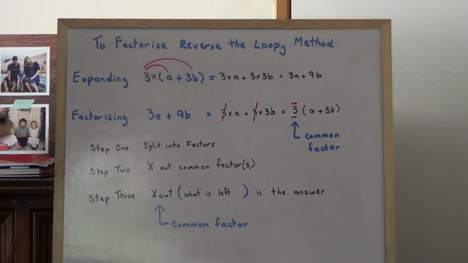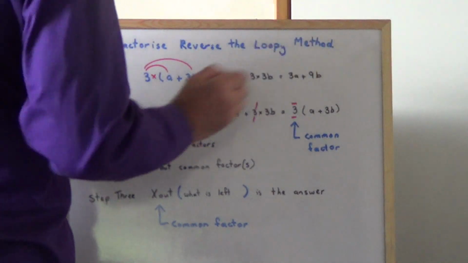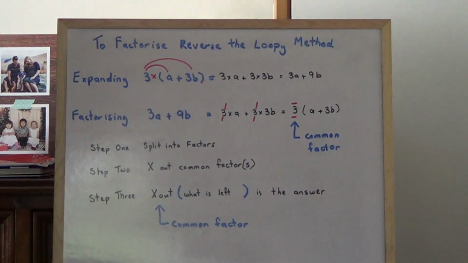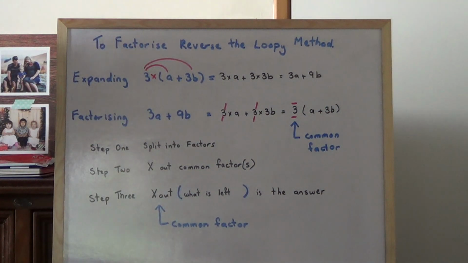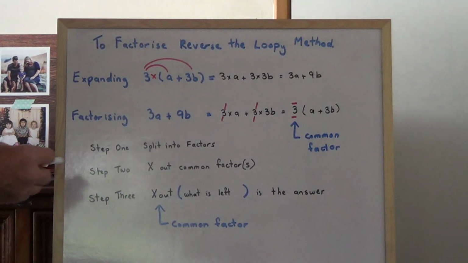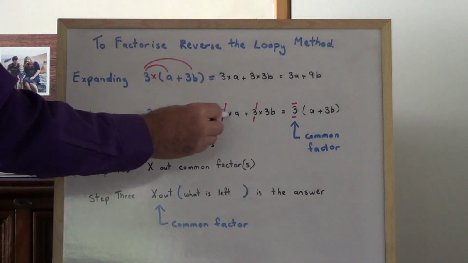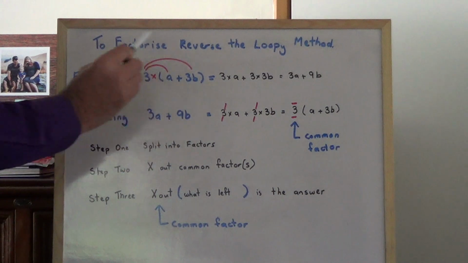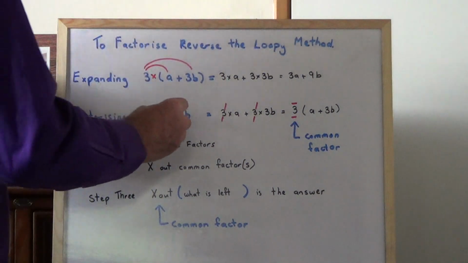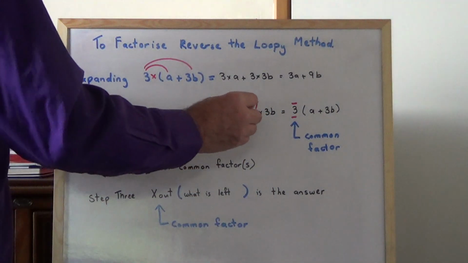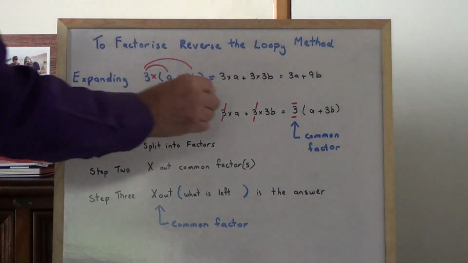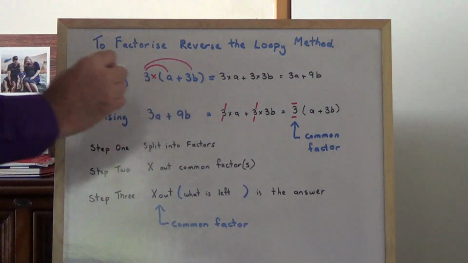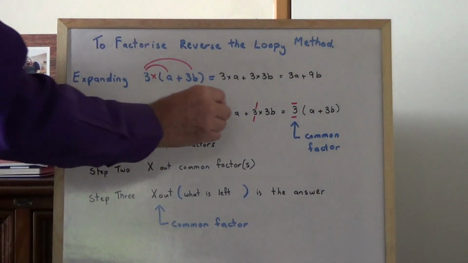Now, when we're factorising, we work it in reverse. We start with this, 3A plus 9B. First step we do is we've got to split it into factors. And what we're looking for is common factors. So, there's 3A, that's 3 times A. And that's 9B. Can we get a 3 out? Well, 9 is 3 times 3, so it's 3 times 3B. So we split it into factors so that we've got common factors, because we've got 3 in common.